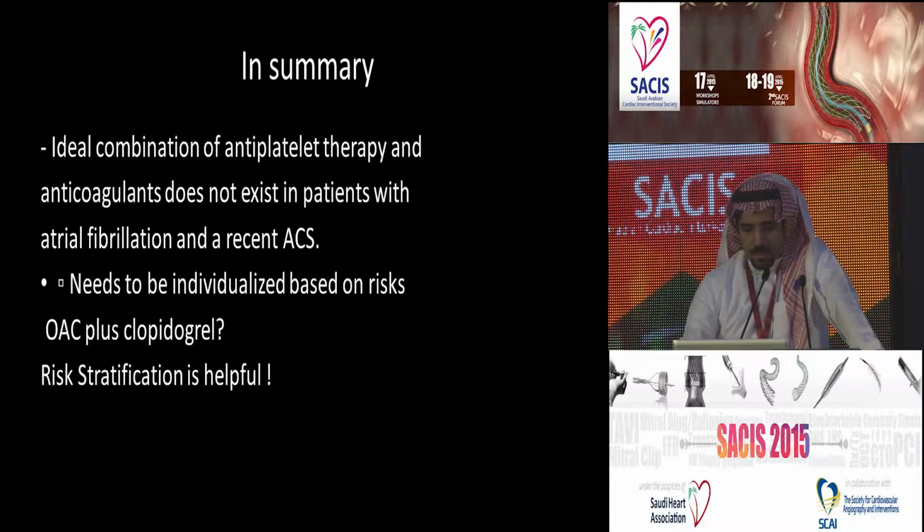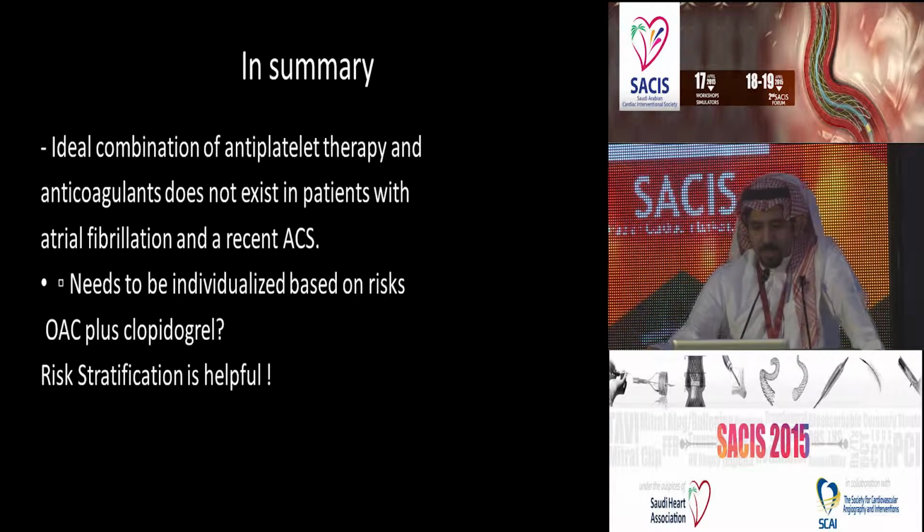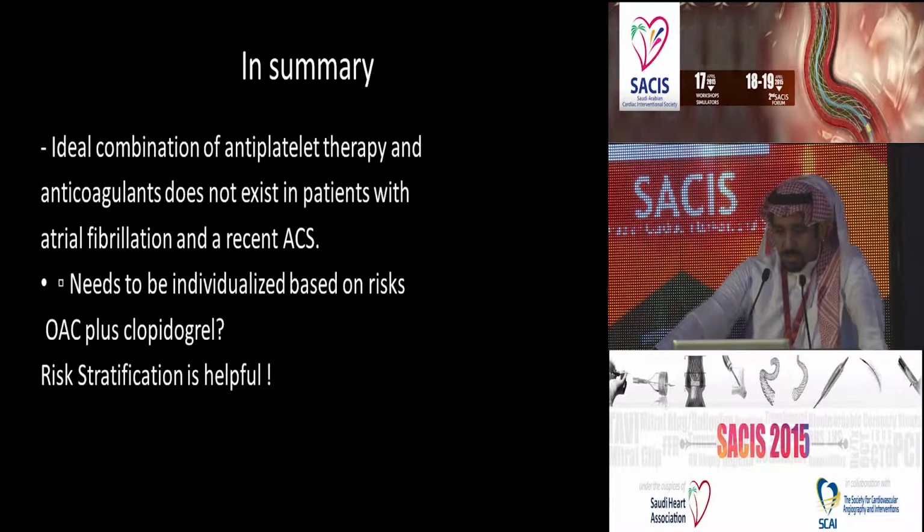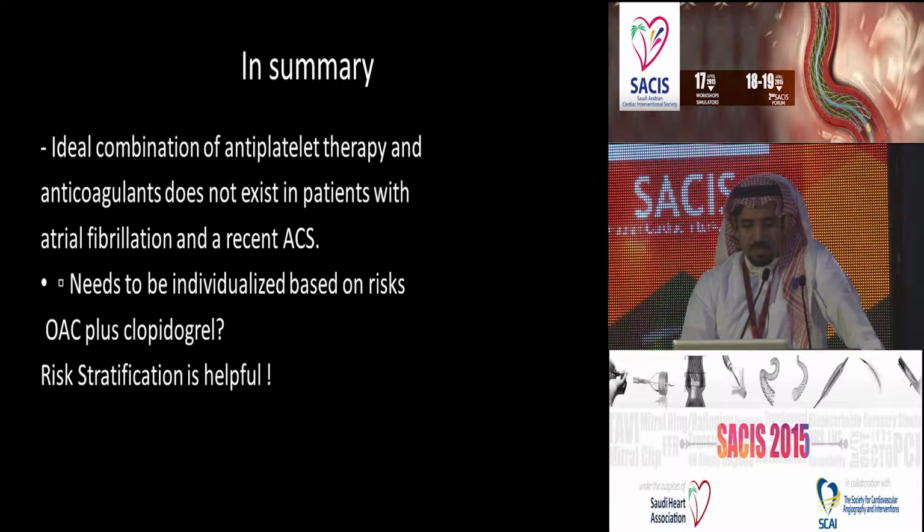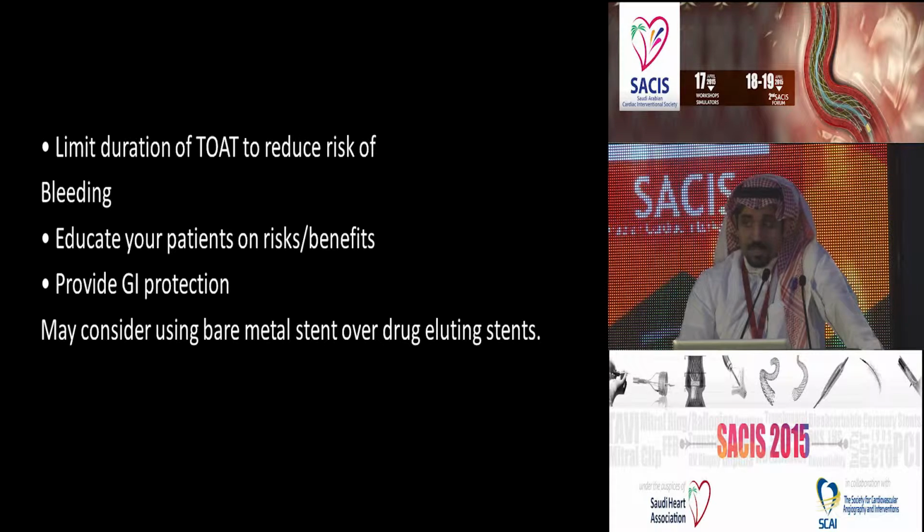So in summary, an ideal combination of antiplatelet therapies and anticoagulation does not exist in patients with atrial fibrillation and ACS on triple therapy. It needs to be individualized based on the risk of oral anticoagulation. Risk stratification is helpful with the risk scores that we have. Limit the duration of triple oral anticoagulation to reduce the risk of bleeding. Educate your patients on risk and benefit, provide GI protection, and consider using bare metal stents versus drug-eluting stents.